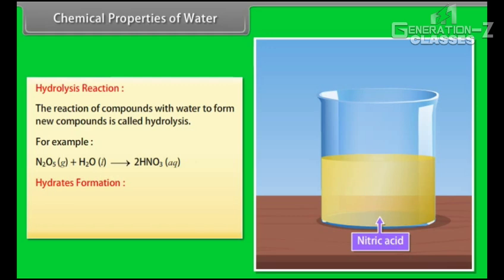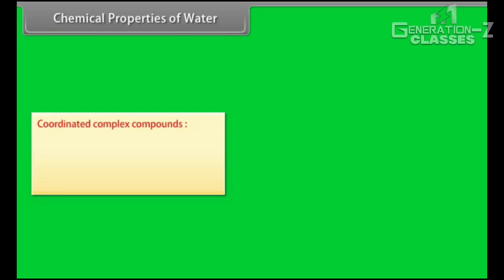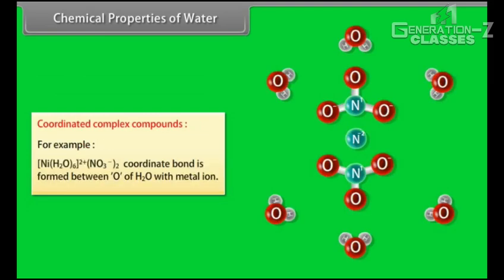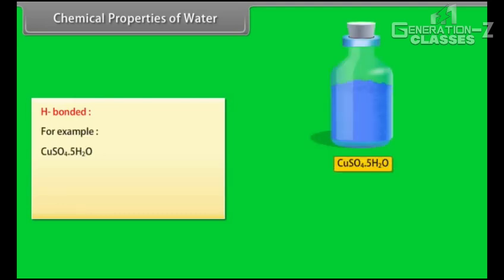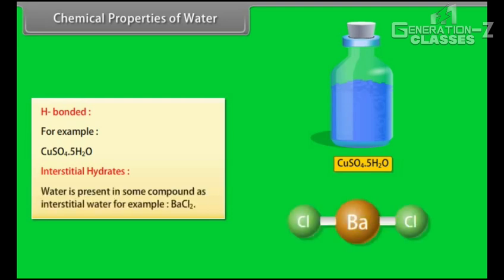Hydrates formation. Water forms hydrates with metal salts. There are three main types. Coordinated complex compounds. For example, nickel-2 nitrate hexahydrate. Coordinate bond is formed between O of H2O with metal ion. H-bonded. For example, copper sulfate pentahydrate. Interstitial hydrates. Water is present in some compound as interstitial water. For example, BaCl2.